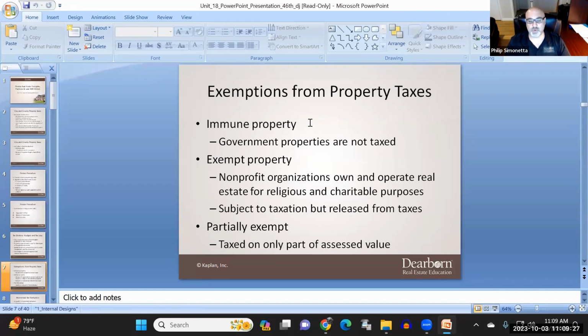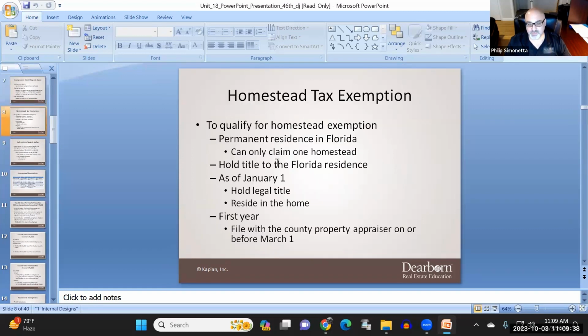Partially taxed properties would be something like a homestead, where they take credits off and you get discounts for it being your homestead. We talked a little bit about this earlier. Let's talk about the homestead exemption and how it operates and how you calculate it. You need to know this for the test. You will have calculations on this.